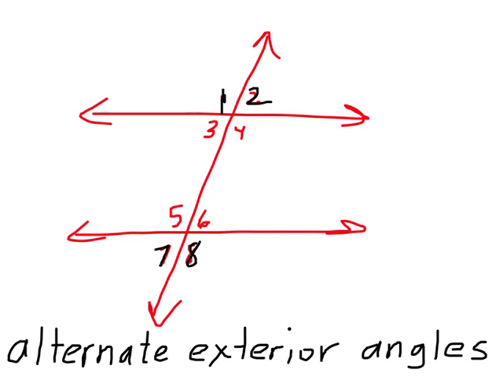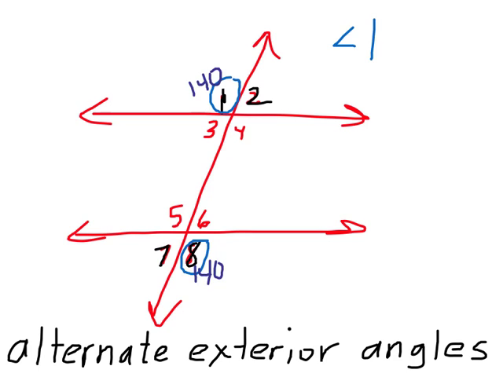Alternate exterior angles are congruent, meaning angle 1 is congruent to angle 8. The opening of this angle right here is the same here as it is here. So if angle 1 equals, let's say, 140, obtuse angle 140, that means angle 8 is also going to be 140.